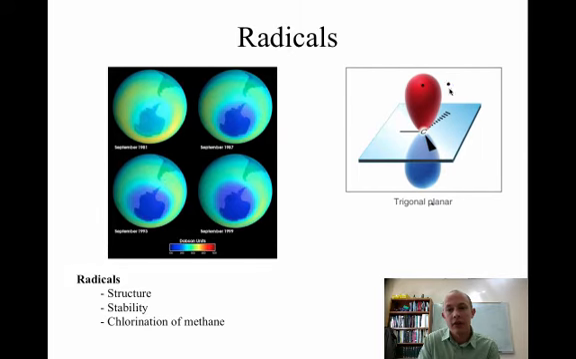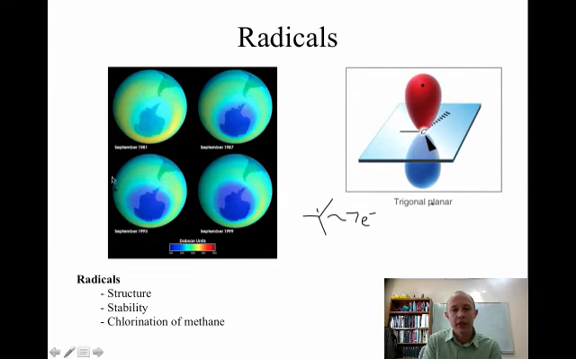In addition, notice that if we draw out a Lewis structure for this particular compound, this carbon is only surrounded by 7 electrons, so it doesn't have a full octet. And so for both of those reasons, because it has an unpaired electron, because it doesn't have a full octet, radicals are extremely reactive species.